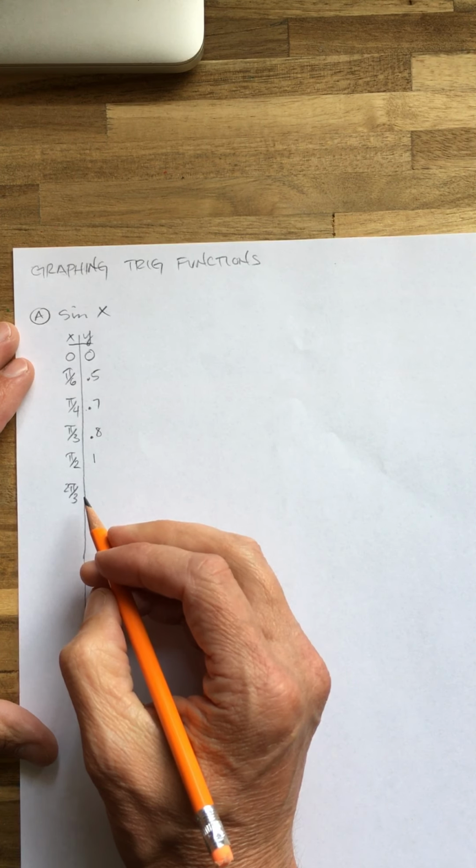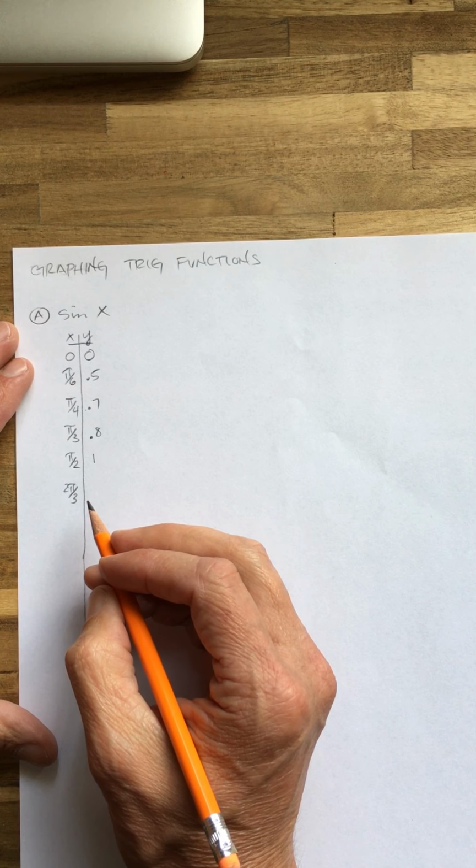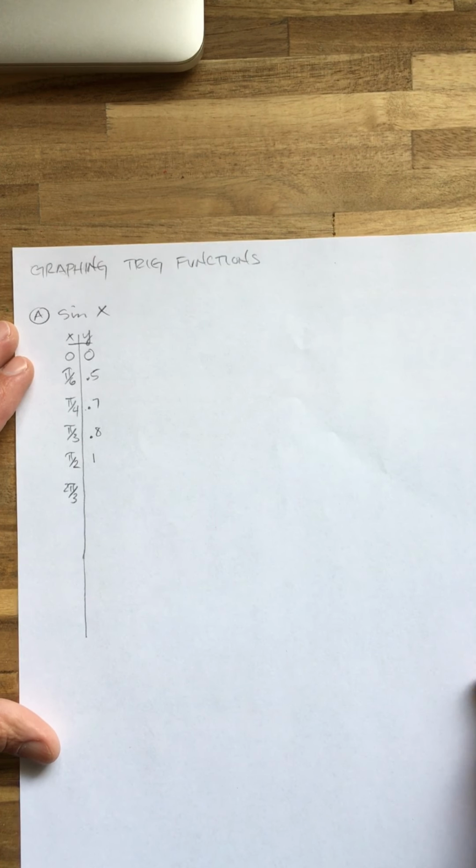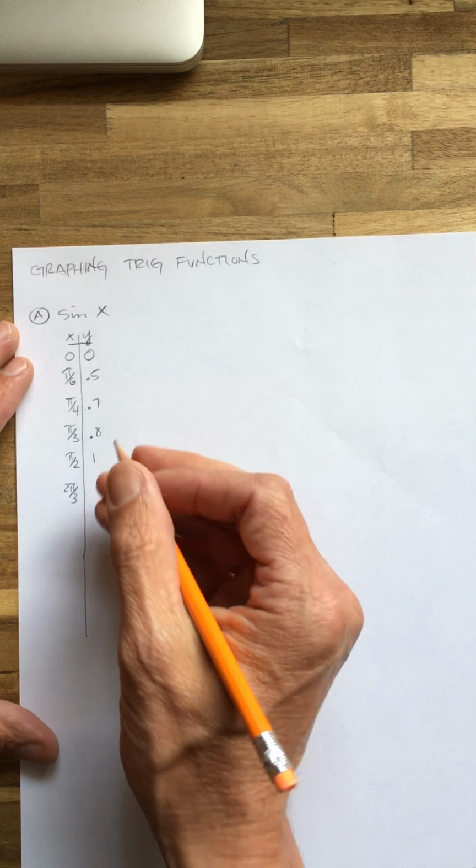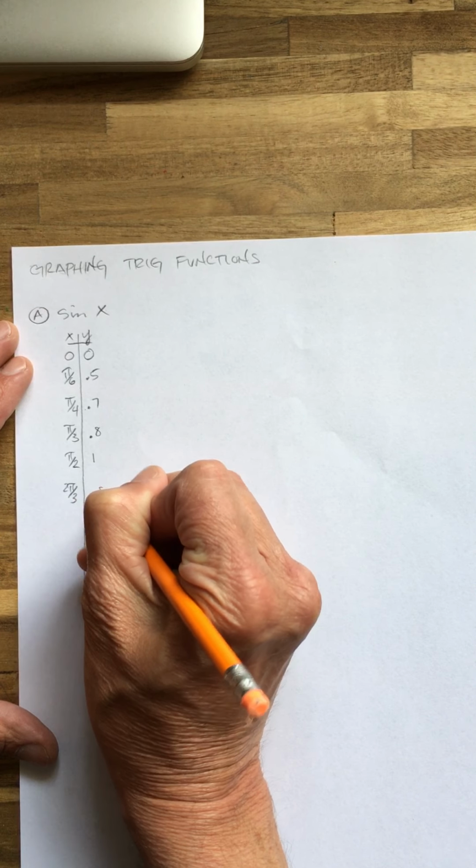Let's see, 2 pi over 3, what is that? Oh my gosh, my mind is blank right now. What is going wrong with me? Let's see, isn't that radical 3 over 2? So that's also 0.8, okay.